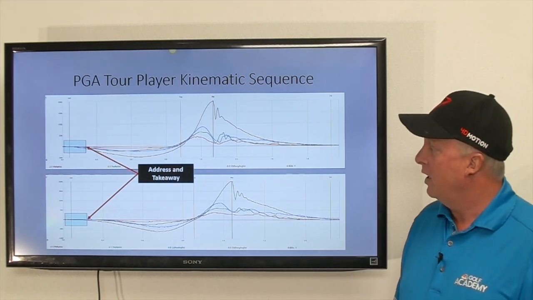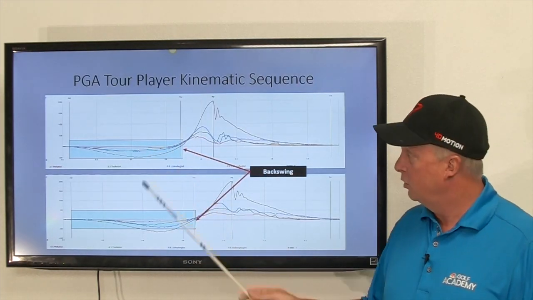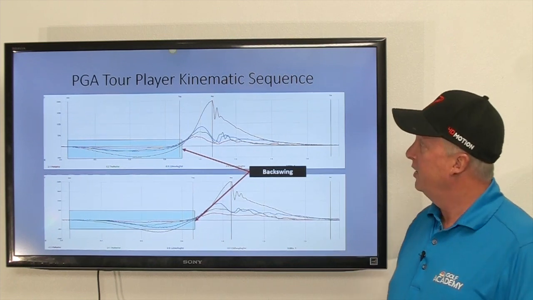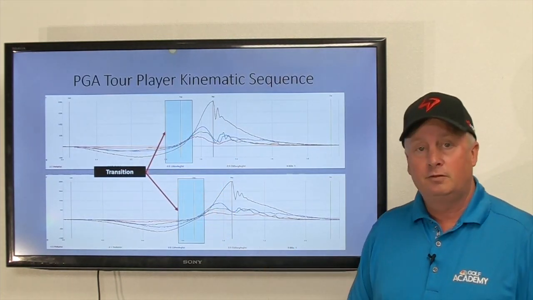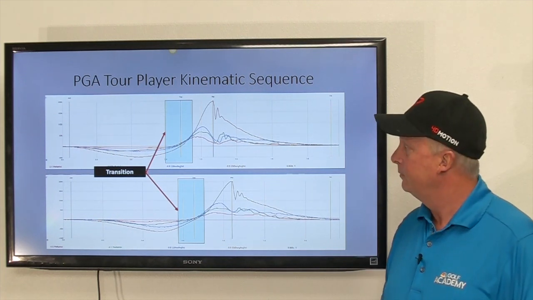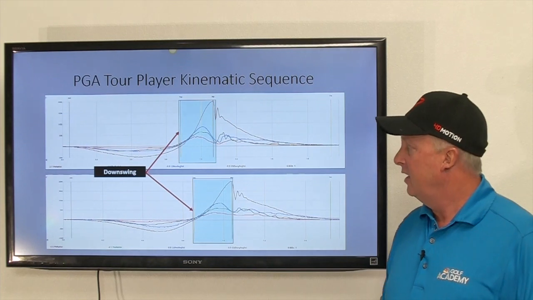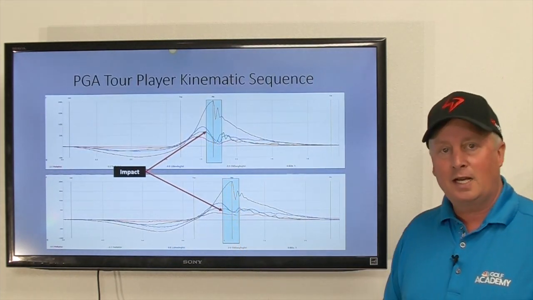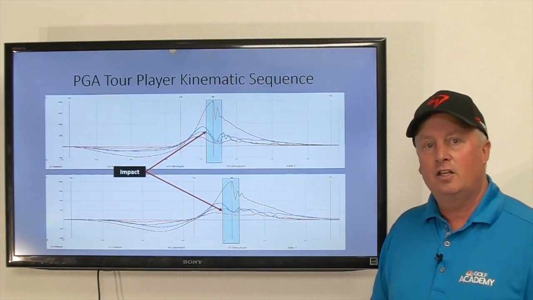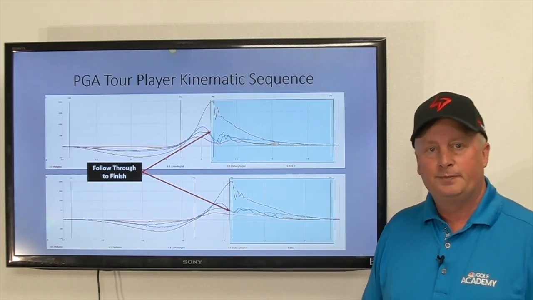So address and takeaway is what we'll look at first. Then we'll move into the backswing, take a good look at that. And then we'll move into the transition. We'll move then into the downswing. And then from there we'll move into impact and look at that. And then finally we'll look at the follow through to the finish.